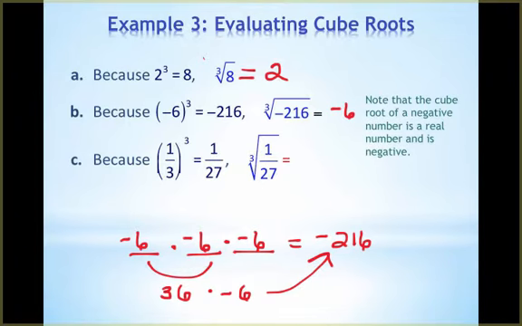And then if I'm doing the cube root of 1/27, just like before when I did the fraction and a square root, we can really just do what's the cube root of 1? So what number times itself 3 times would give me 1, and that's 1. And the cube root of 27 would be 3, because 3 times 3 times 3 is 27. So the cube root of 1/27 would be a third.